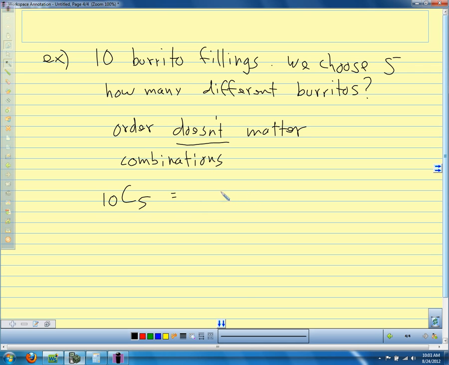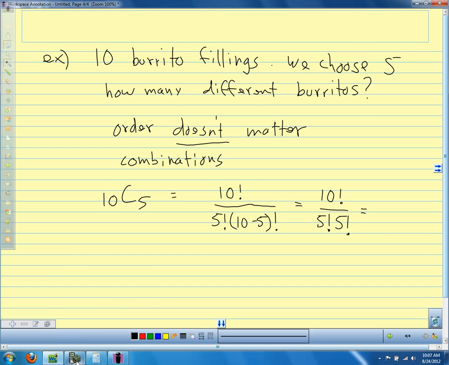So we're going to do 10 choose 5. I'm going to do 10 factorial over 5 factorial times 10 minus 5 factorial, which is 10 factorial over 5 factorial times 5 factorial. And remember, we don't do 5 times 5 and then do factorial. We do these separately. I'm going to use my calculator for this one, since we did the longhand calculation before.